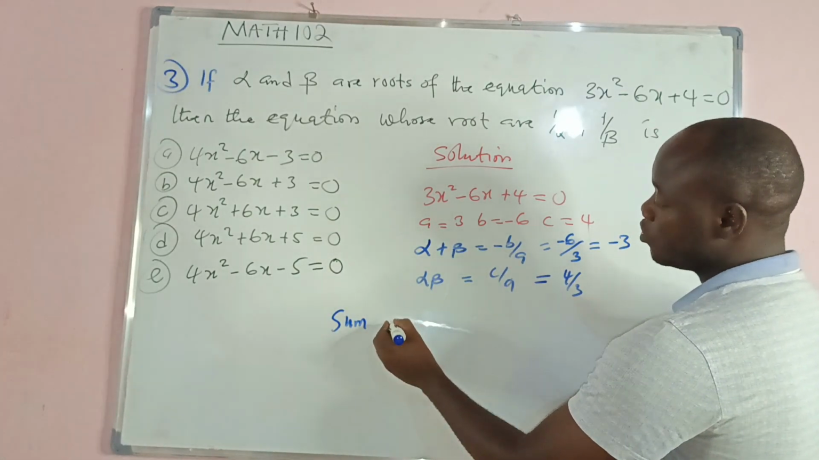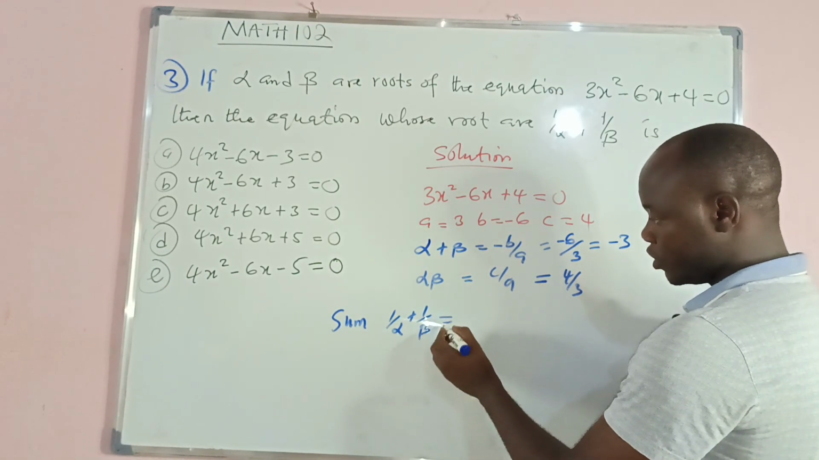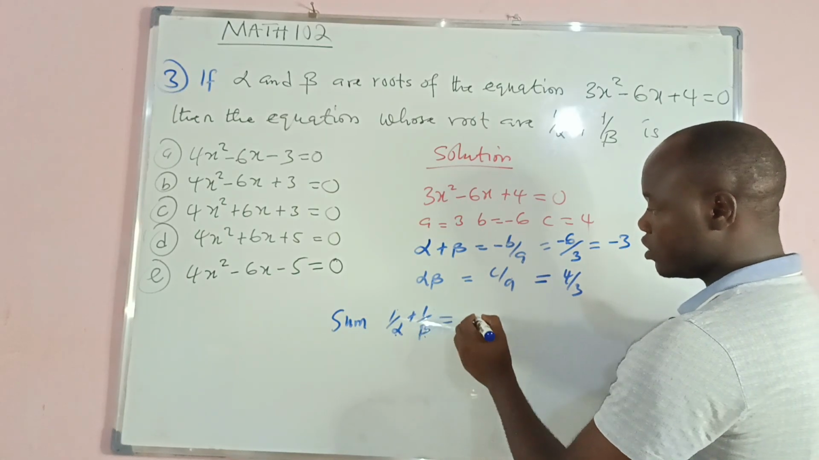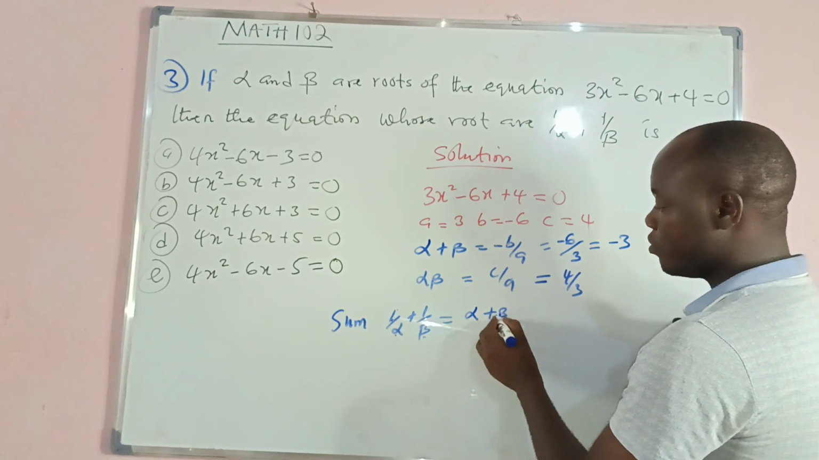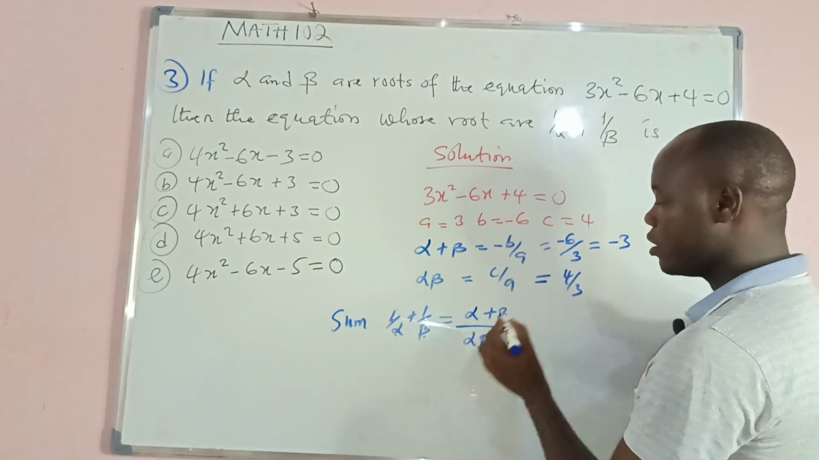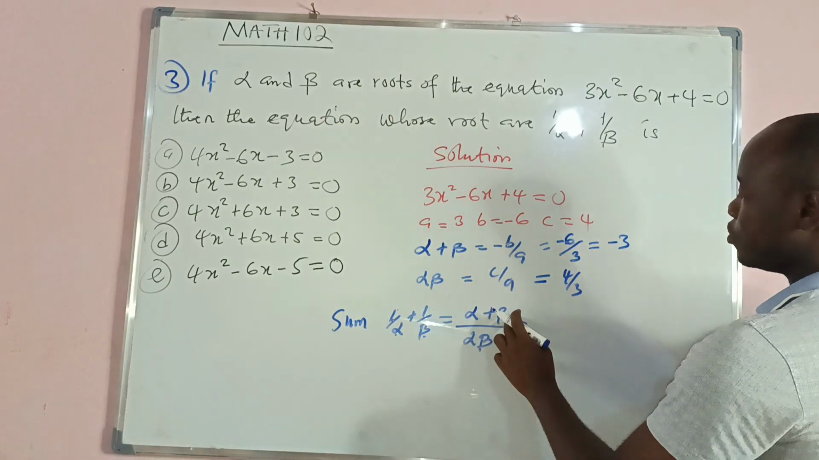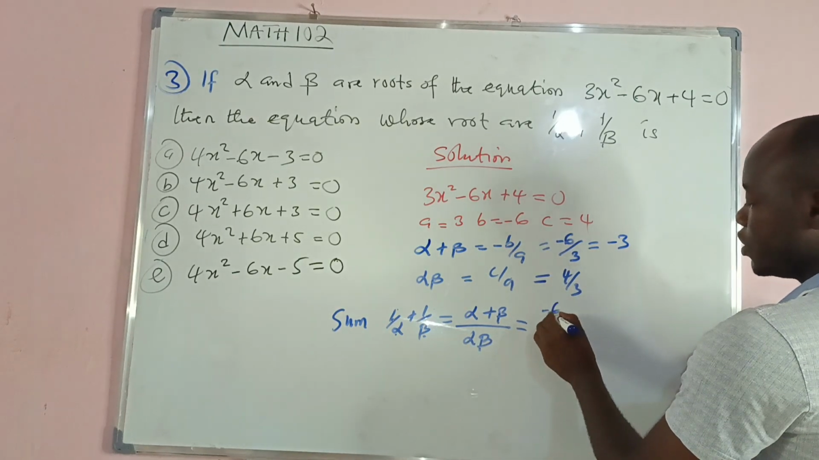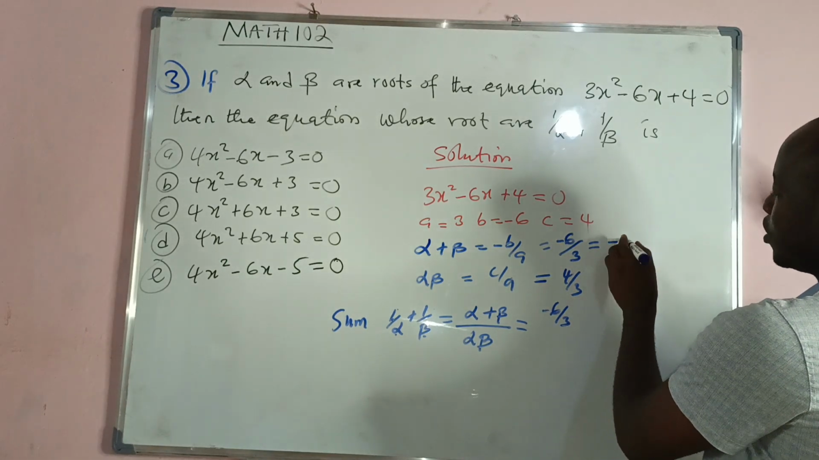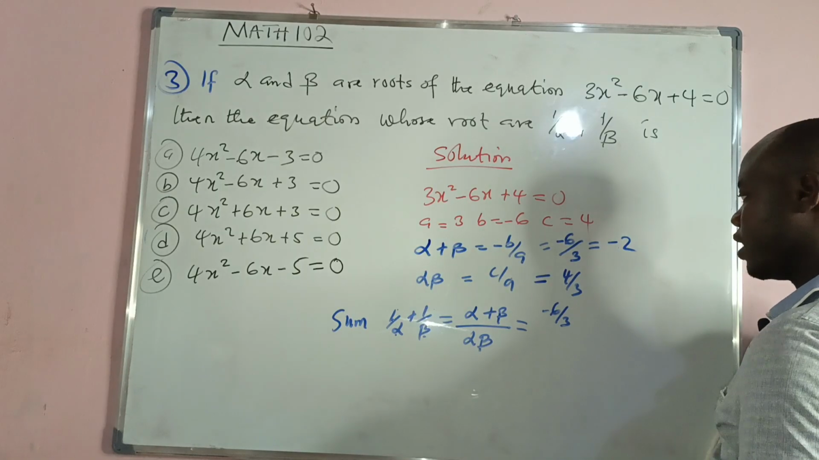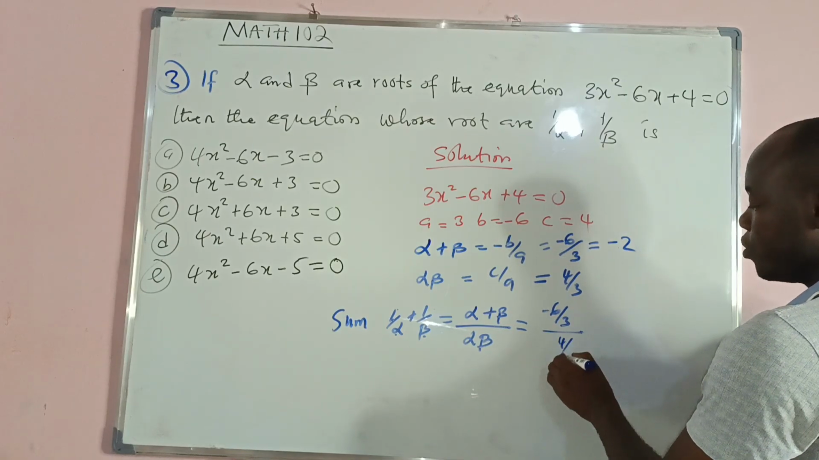The sum of the roots is 1 over alpha plus 1 over beta. And of course, we have to multiply this times this and this times this. So this gives us alpha plus beta divided by alpha beta. We can see clearly from here that alpha plus beta is minus 6 over 3. So we have minus 6 all over 3, which is minus 2. I forgot here. It's minus 2, of course, not minus 3. Then we also divide by alpha times beta. Alpha times beta is 4 all over 3.